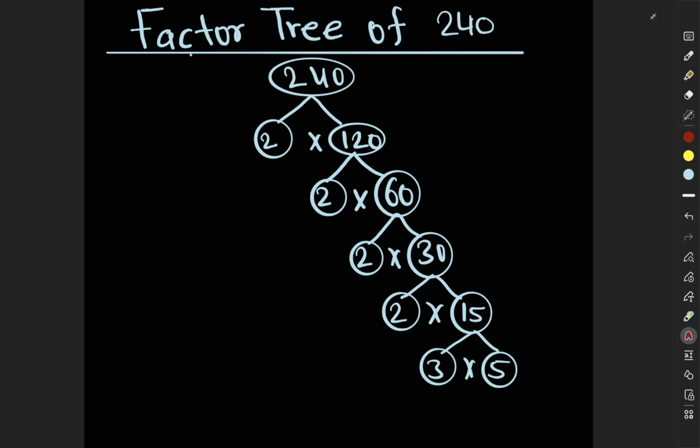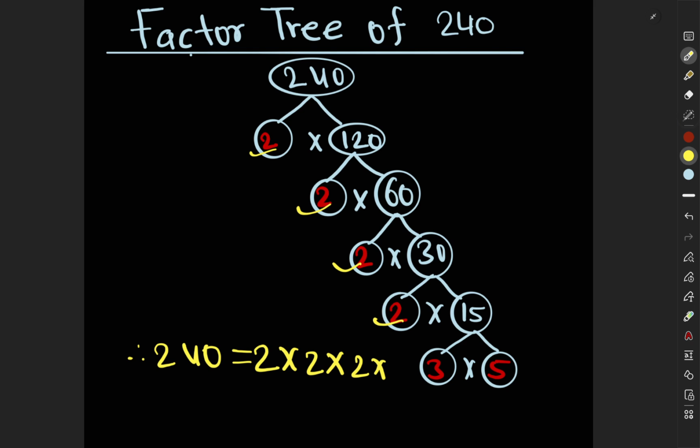So now we have to select the prime numbers among these numbers. So the prime numbers are all these 2s, this 3 and this 5. So we can write 240 as the product of all these prime numbers, that is 2 times 2 times 2 times 2 times 3 and at last 5.